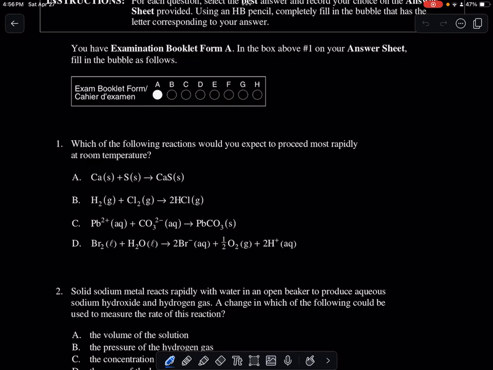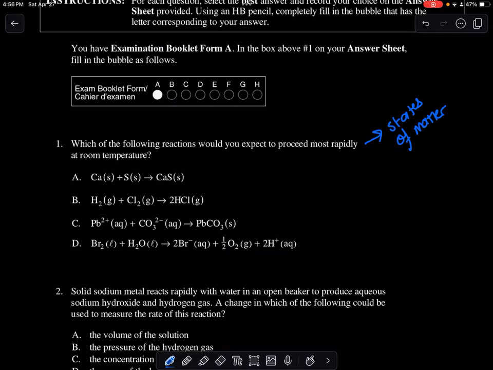Okay, so let's begin. Which of the following reactions would you expect to proceed most rapidly at room temperature? Okay, so what affects the rate of a reaction that is going to be important for this question? Well, we're going to look at states of matter here, because the states of matter is what's differing between these answer choices. We've got solids, we've got liquids, we've got aqueous species. So let's start with option A.